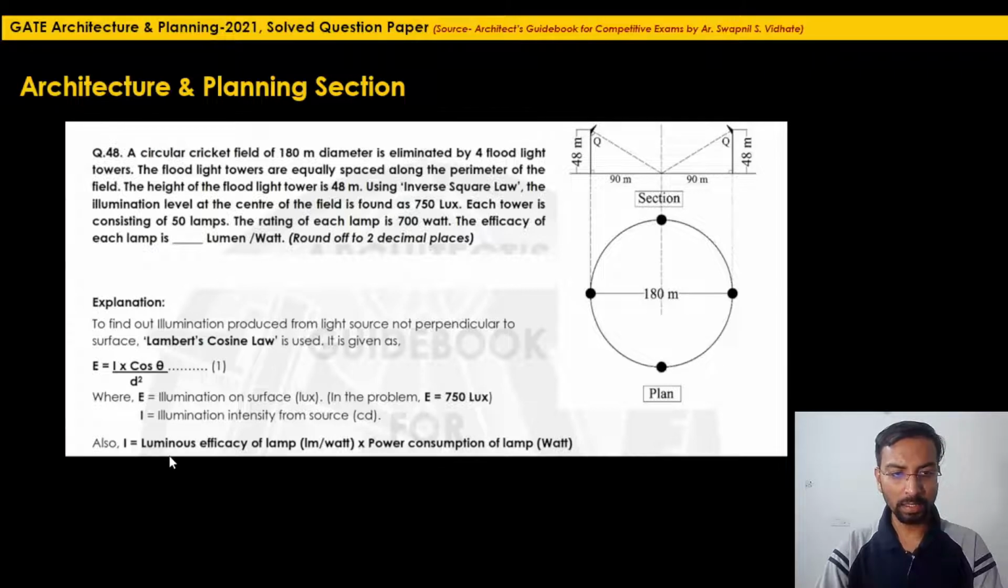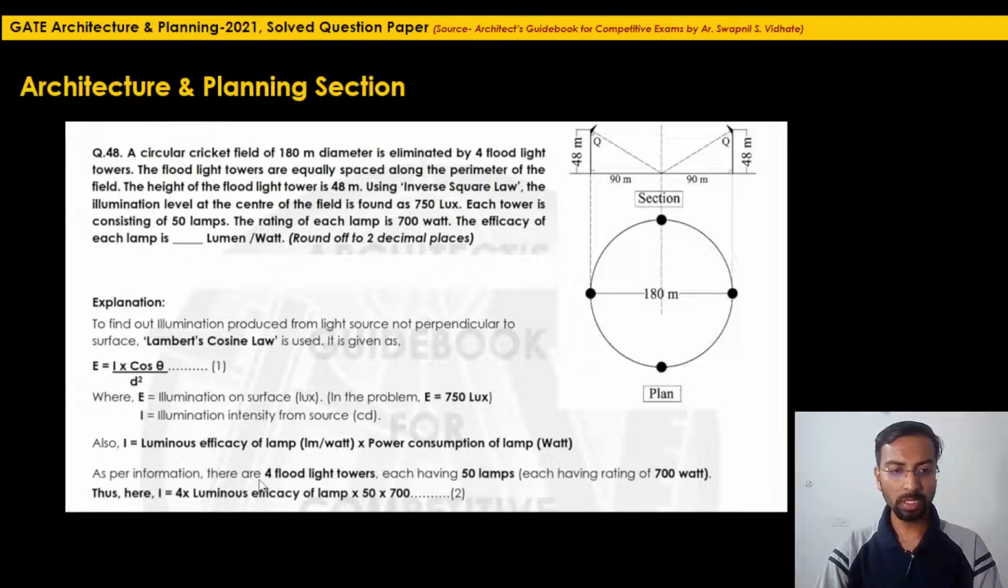So what is I? Like I said, luminous efficacy of lamp, which is lumen per watt into power consumption of lamp. If you are not understanding this, just take an example: this is the average given. Like the average of a car, say 5 kilometers per liter. If you put 10 liters of petrol in the car, how many kilometers will the car go? This is the simple layman's way of understanding it. So luminous efficacy of lamp, lumen per watt, into total power consumption will be the total illumination intensity from the source in candela.